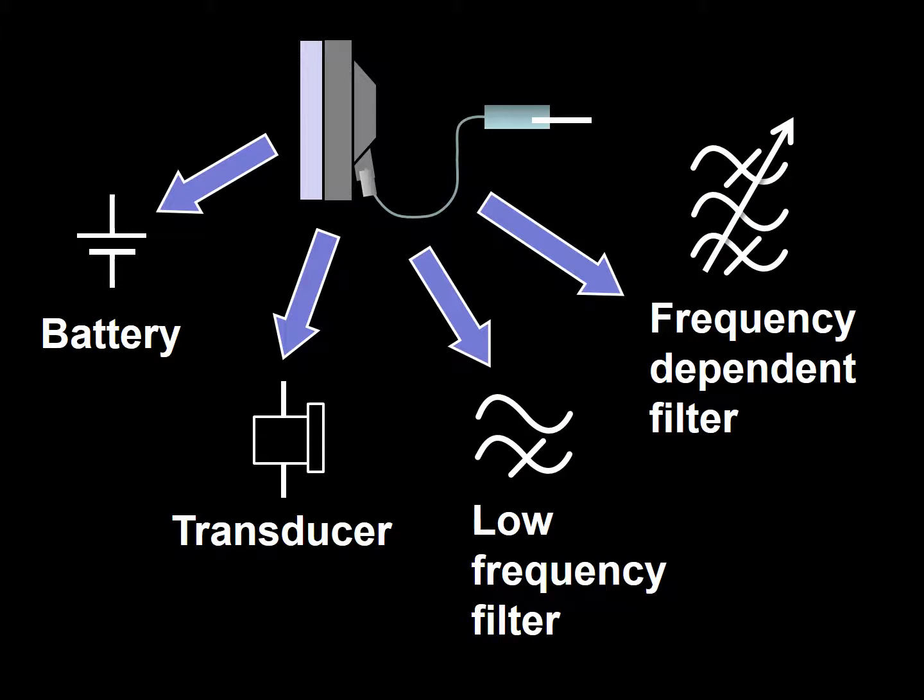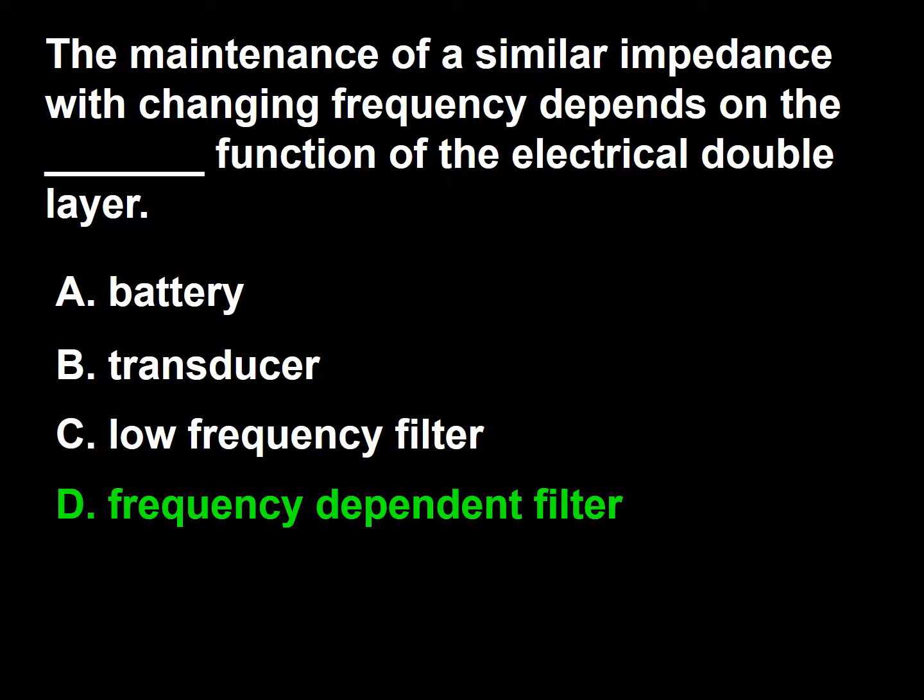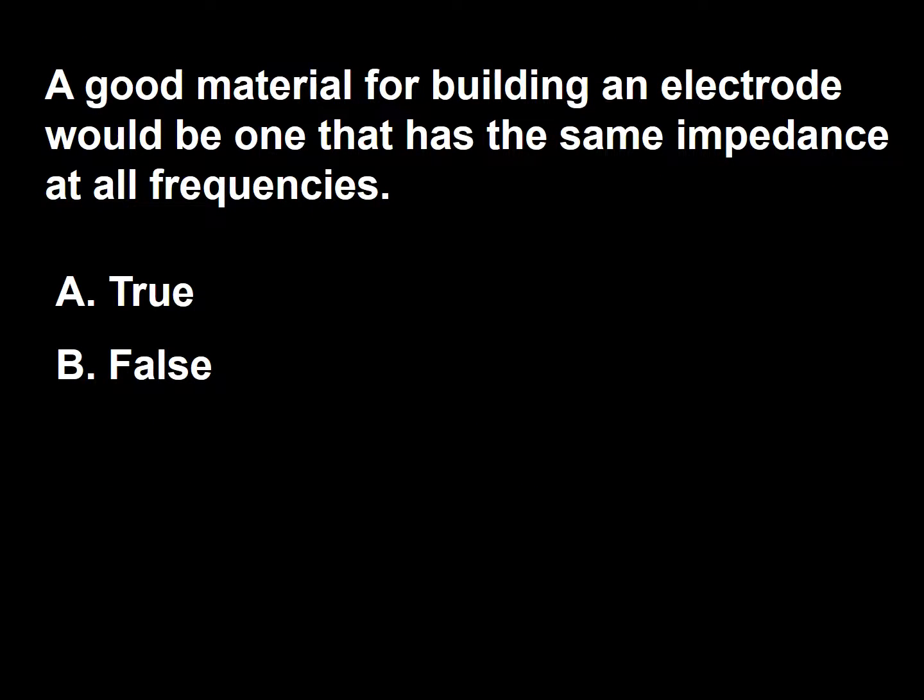Of the four reactions that take place at the electrical double layer, maintenance of a similar impedance with changing frequency depends on the frequency dependent filter function of the electrical double layer. And remember that the frequency dependent filter is explained by the mysterious Warburg impedance. So the answer to this question is D.